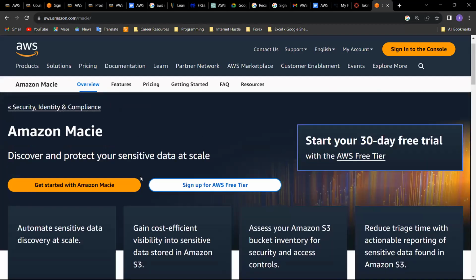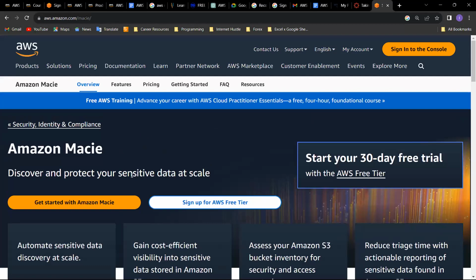So yes, Macie is for sensitive data discovery and then protection. Discover and protect your sensitive data.